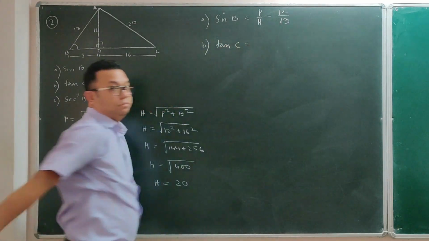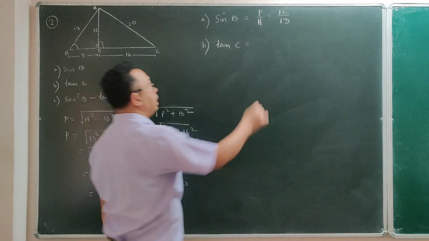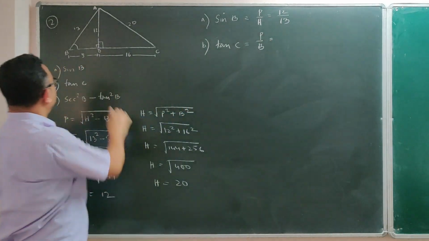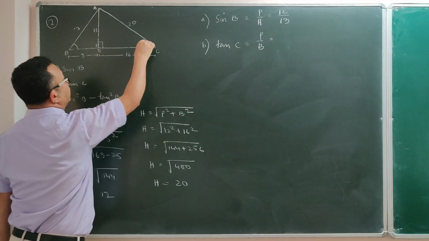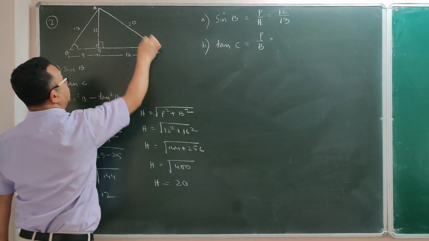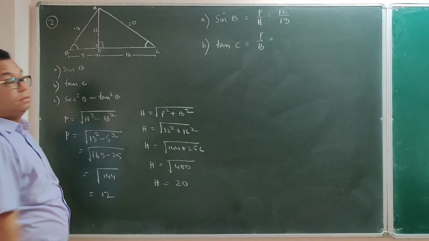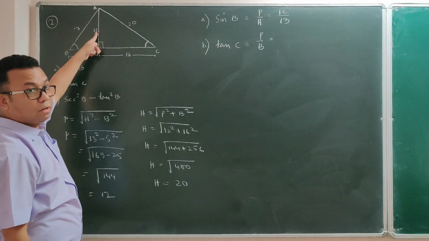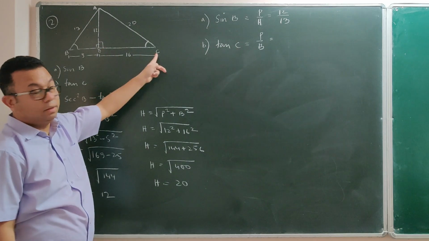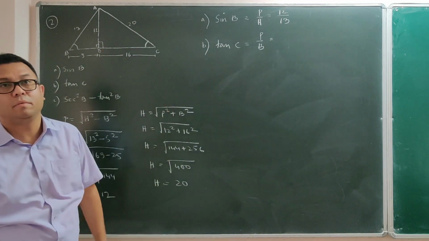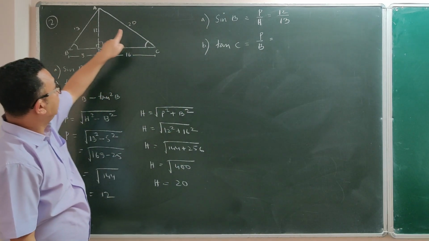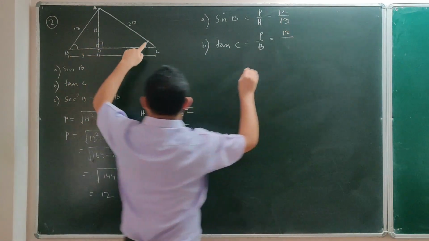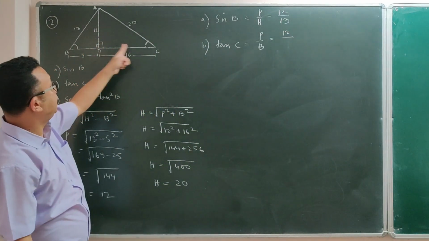For tan C, tan is perpendicular by base. Now, the angle of reference is not this one, the angle of reference is angle C. And for that, I have to take this right-angled triangle, this one. If the angle is this, the perpendicular is here, 12, and hypotenuse, I need perpendicular by base. Opposite the given angle is the perpendicular, that is 12, and the base is the side that touches the 90 degree and the given angle.